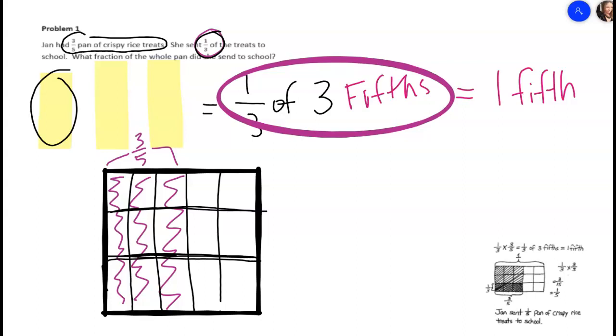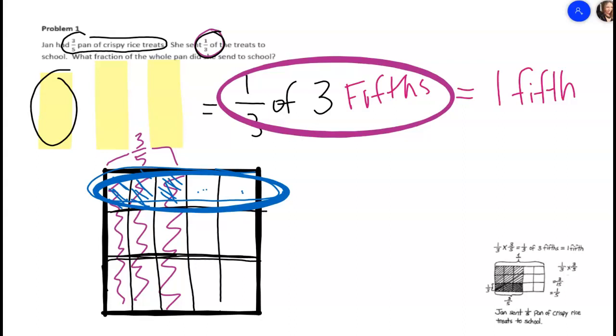So we're gonna use our blue and let's just mark 1 of the thirds, because see this whole row right here, that is a whole third. But she doesn't have any Rice Krispie treats here, so she obviously can't send what she doesn't have. So we're just counting the ones she does have.